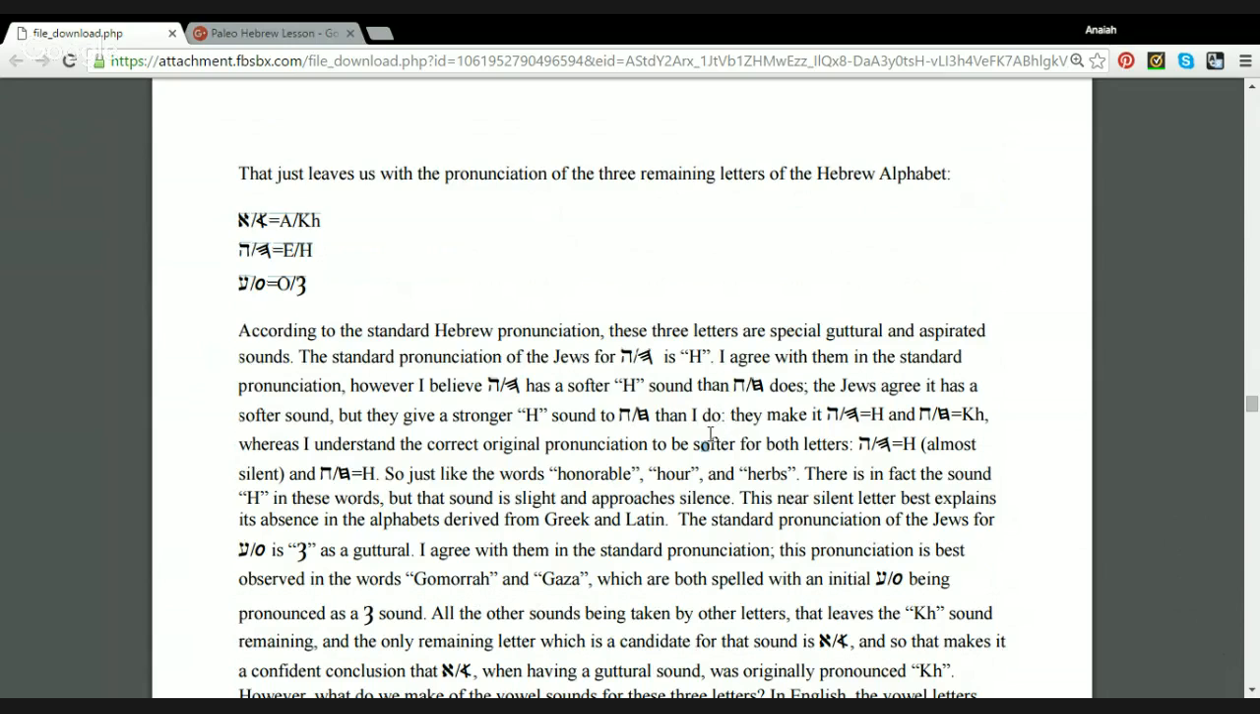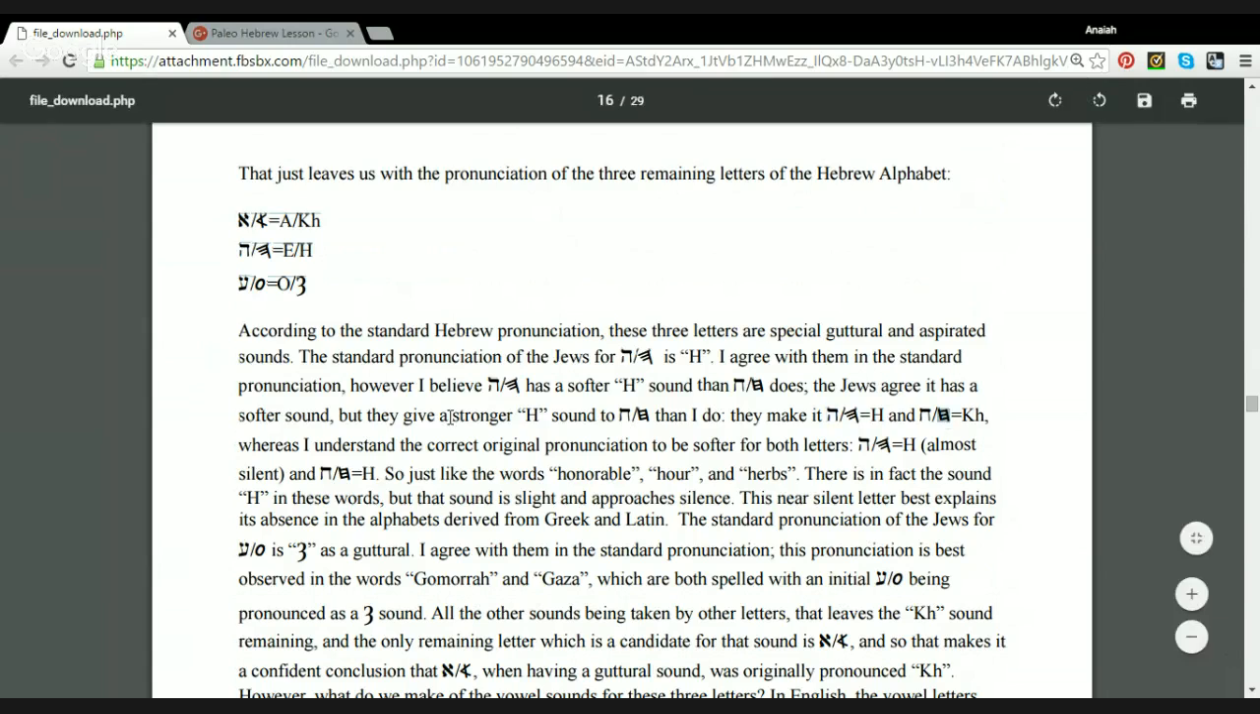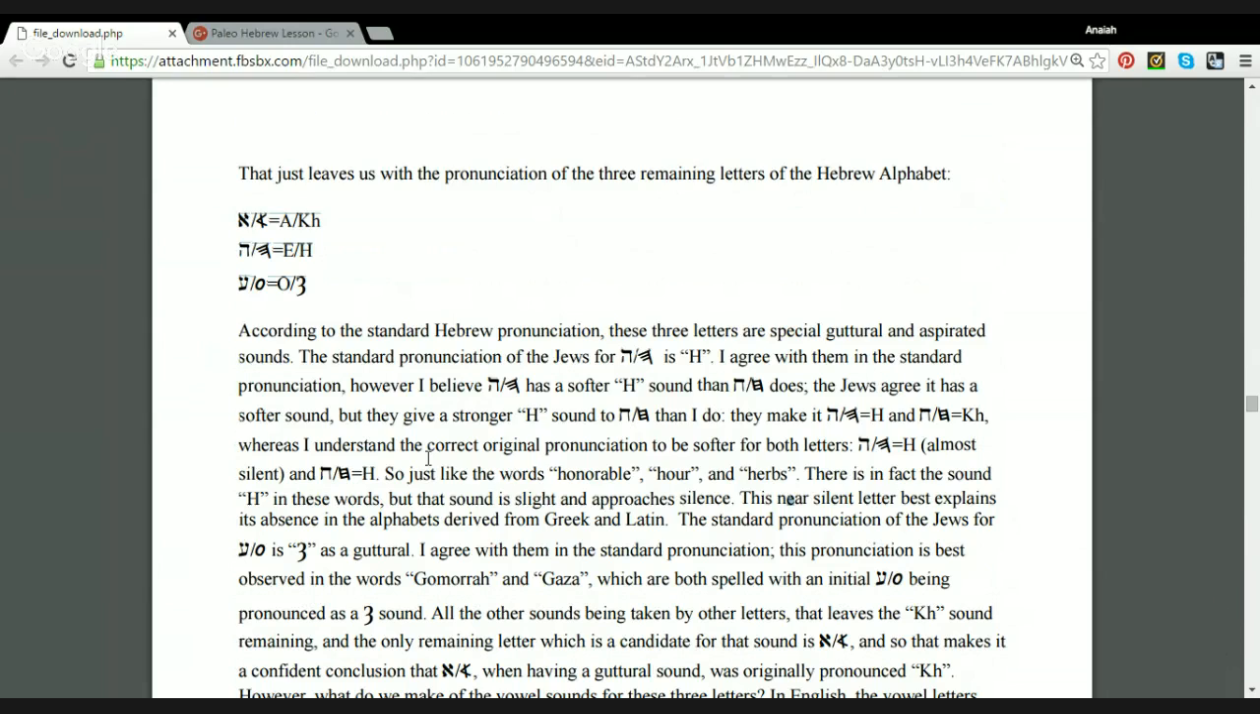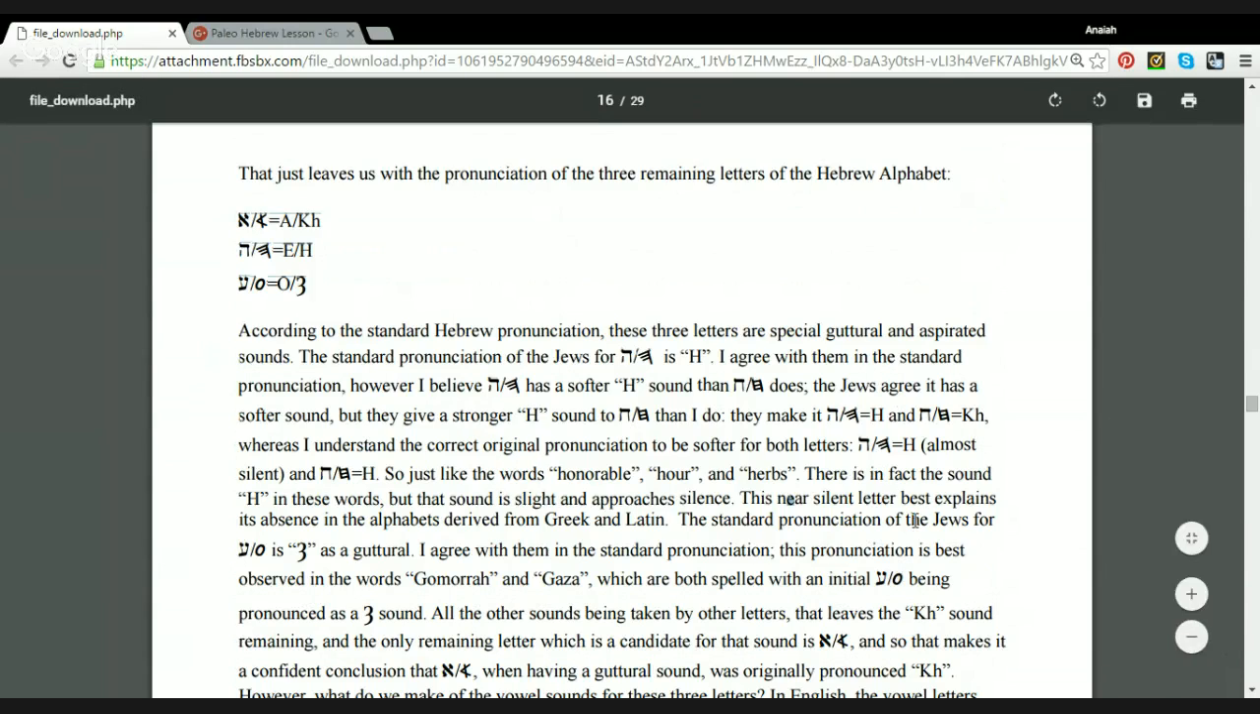So let's see here. They give a stronger H sound for both of these. I give it a softer sound for each of them. So I say that I think the hey is almost silent, just like the words honorable, hour, herbs. It's almost silent, but there's still an H there. It's sounded slightly. I say there is in fact the sound H in these words, but that sound is slight and approaches silence. This near silent letter best explains its absence in the alphabets derived from Greek and Latin.